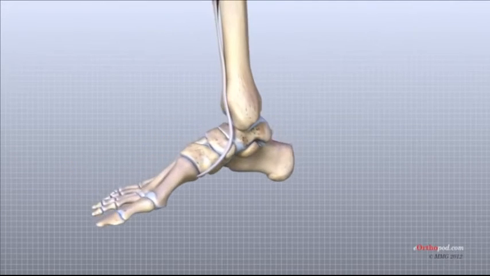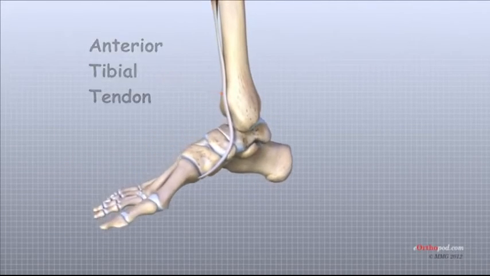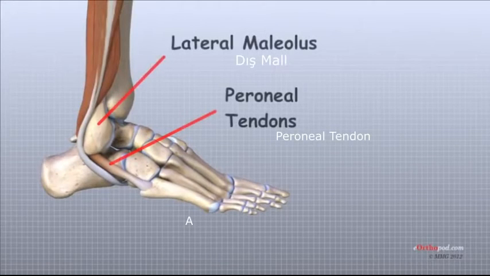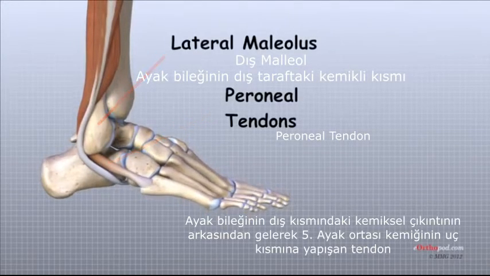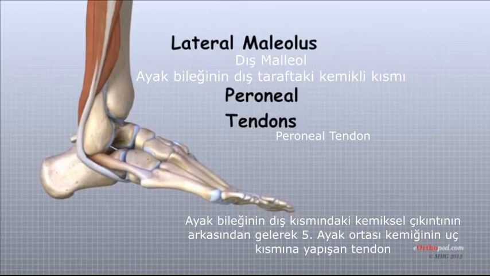The anterior tibial tendon allows us to raise the foot. Two tendons run behind the outer bump of the ankle, called the lateral malleolus, and help turn the foot outward.